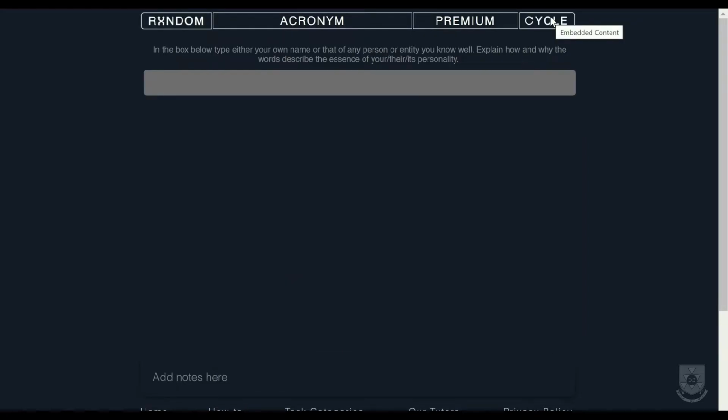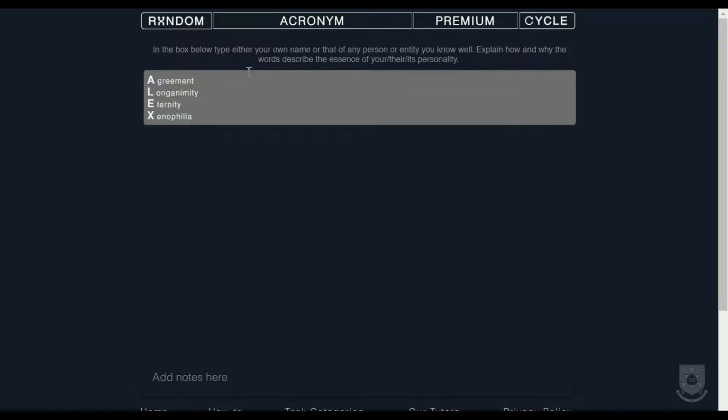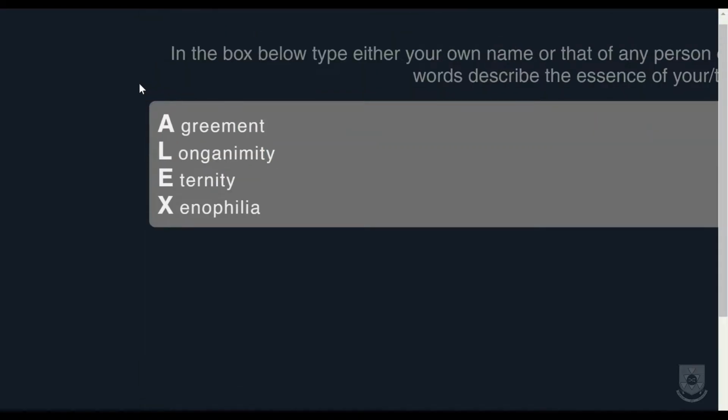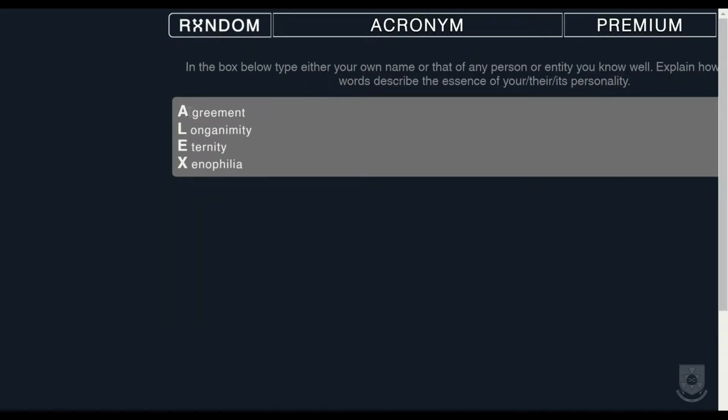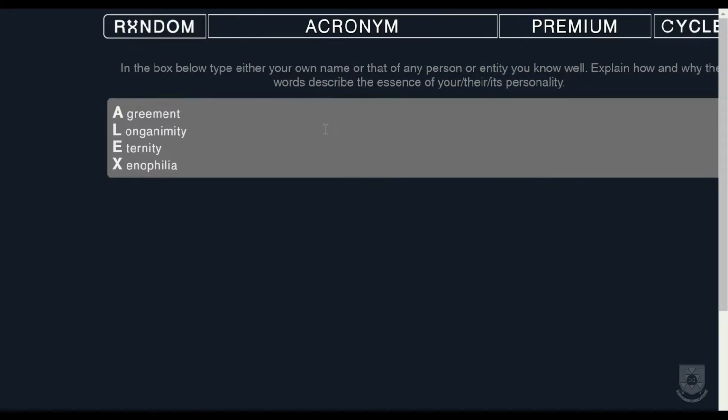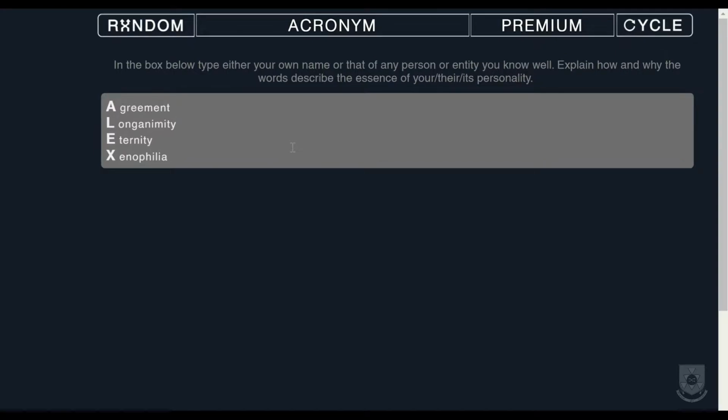Acronym. Well, here we can type a name, for example, let it be Alex, which is my name. Agreement, longanimity, eternity, and xenophilia. Well, certainly I love people from different cultures, indeed, and I suppose it will be for eternity, because we are quite open-minded to different cultures, and partly it's related to our longanimity, but we should all live in agreement, I believe. You can actually start with A, then proceed to the rest, but you can start from the end. It doesn't matter, you can be quite creative about it.